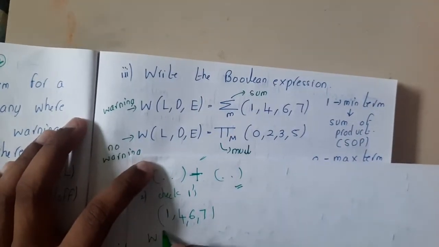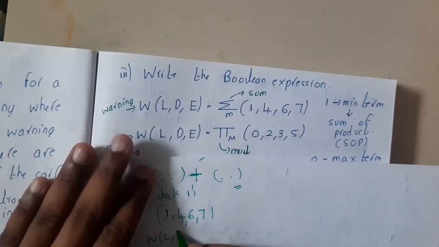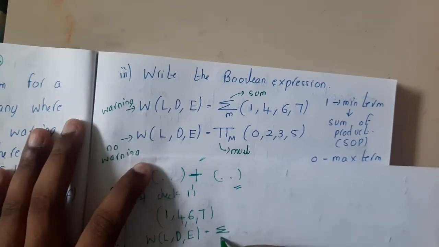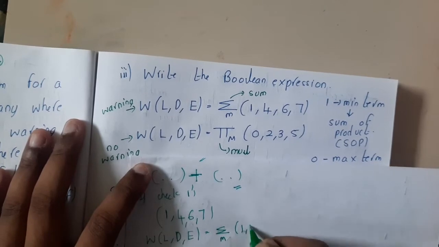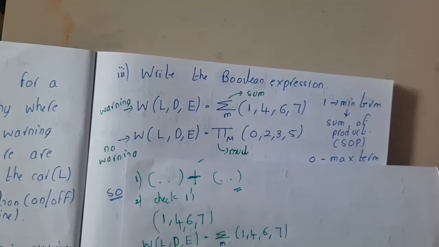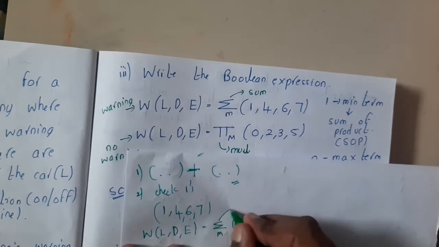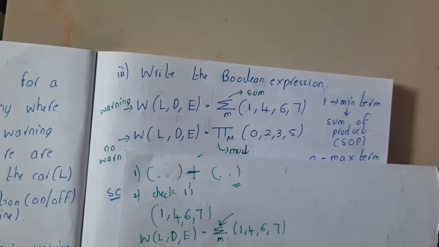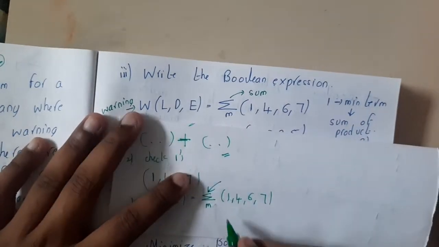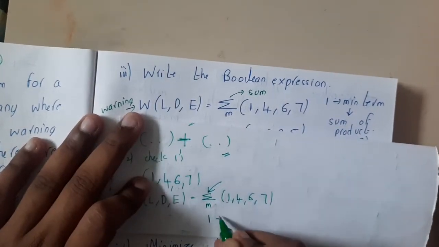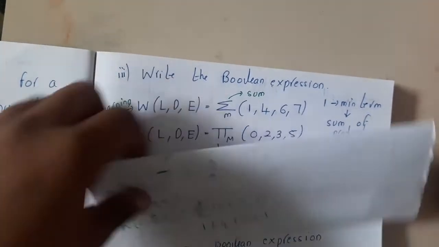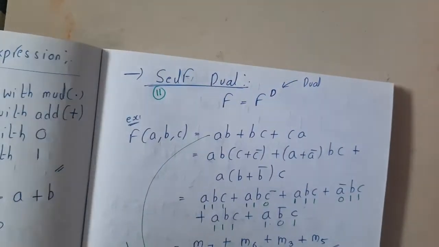So here we are checking for light, day, and engine, right? It will be represented with sigma m of 1, 4, 6, 7. Your first question will be, why sigma? If you recall, what is sigma, guys? Sigma is nothing but summation, right? So it is the summation of 1 plus 4 plus 6 plus 7. So now you got some basic idea, right?